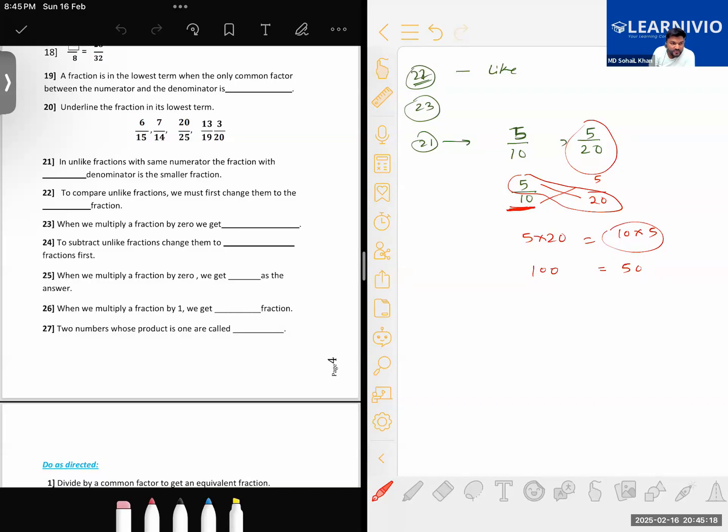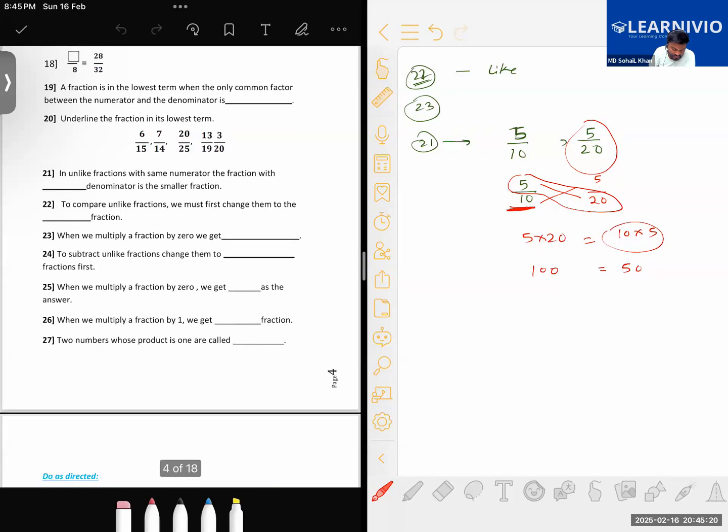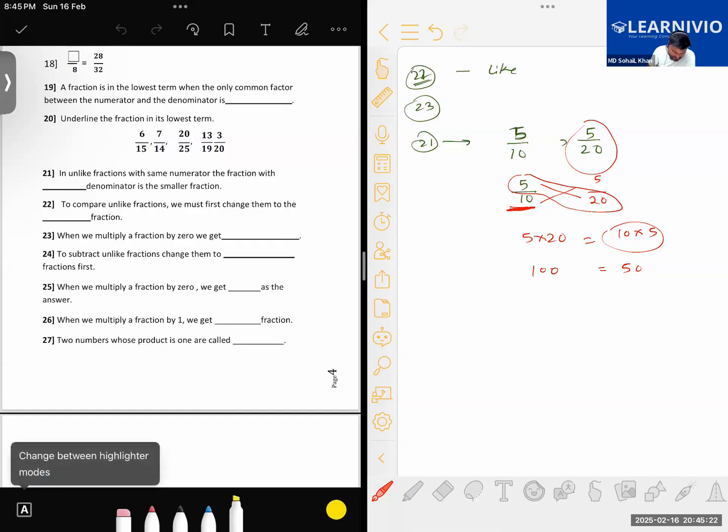So going back to the question, the 21st question actually. In unlike fractions with same numerator, the fraction with the dash denominator is the smaller fraction. The fraction with the bigger denominator is smaller, isn't it? For question number 22, it is bigger. Write it down quickly.